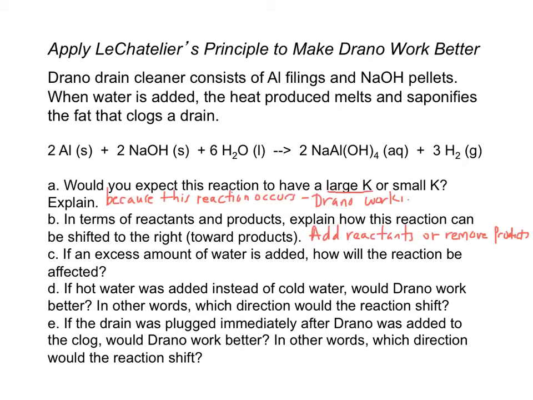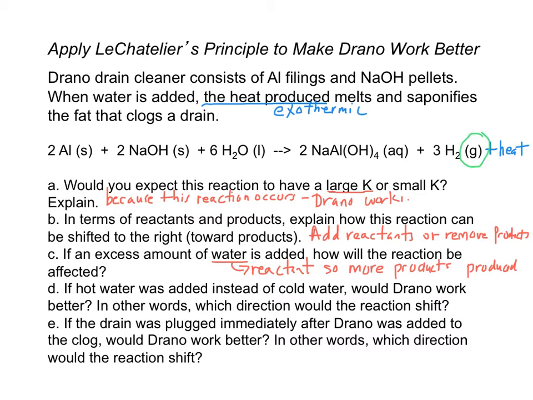And the answers are, for part D, this reaction is exothermic, so adding hot water is like adding heat, a product. That shifts the reaction toward the reactant side, which means Drano does not work as well. For part E, note that a gas is produced, so plugging the drain traps the gas, increases the pressure, and shifts the reaction toward the reactant side. So plugging the drain will not make Drano work better.